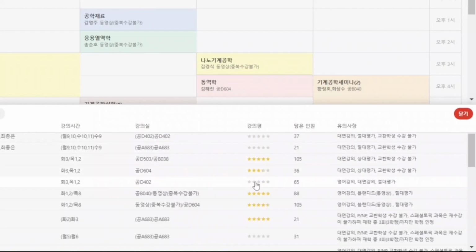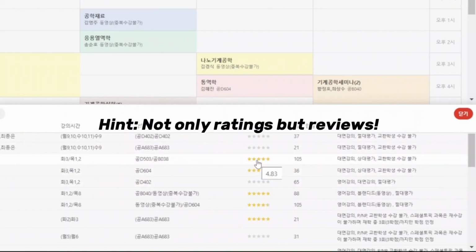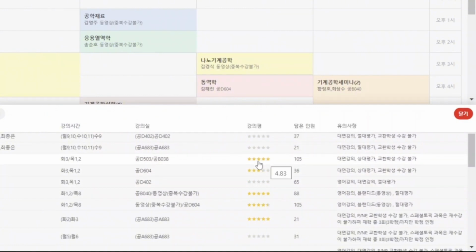If there are multiple professors of the same class and you don't know which one to take, a hint is not only to look at the ratings but the reviews as well, as many professors have different teaching styles, and the higher rating one does not necessarily guarantee that you like their teaching style. So make sure you read the comments too, not just the ratings.